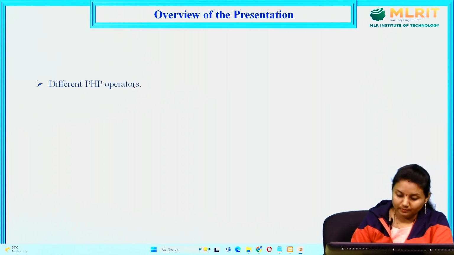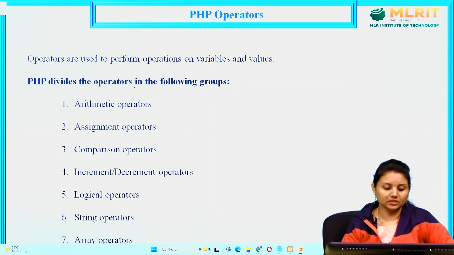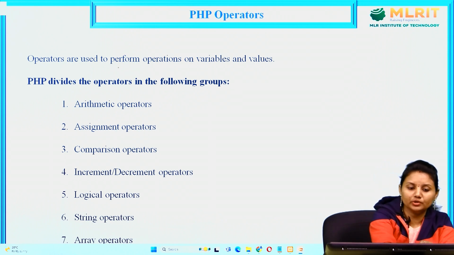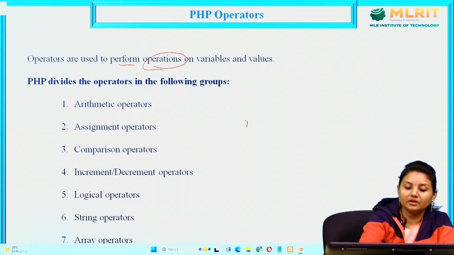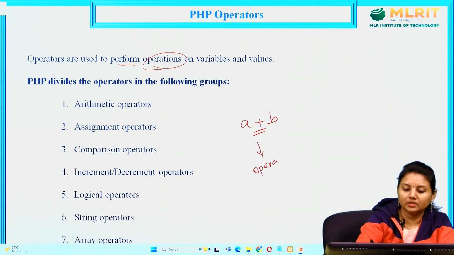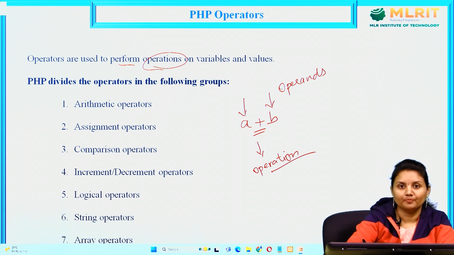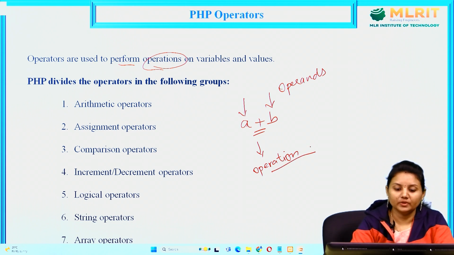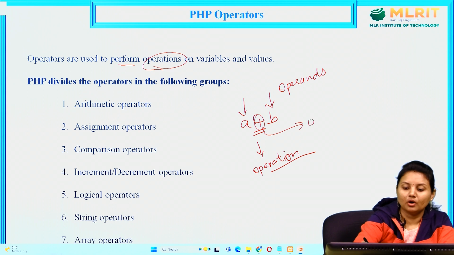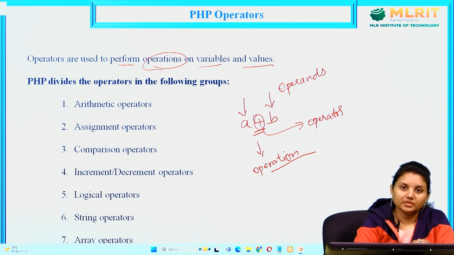So let us go with the operators. These are a few of the operators that we have. Operators are used to perform operations. When you are writing a plus b, this plus is the operation that we are doing here, and we call a and b operands. So you will be taking different operands to apply some operation. What are the different operators that we have? This can be applied in between variables and values.